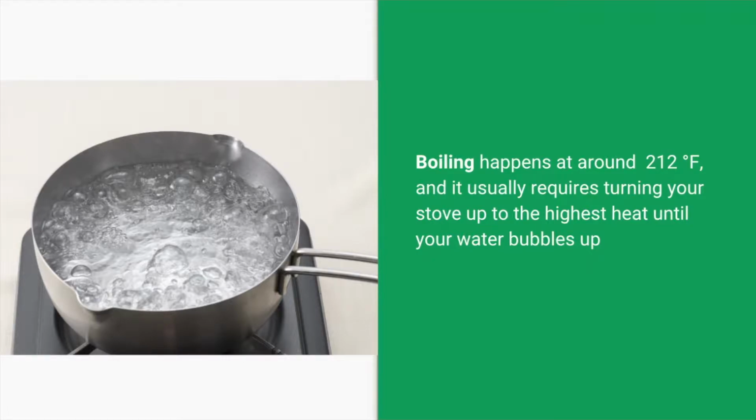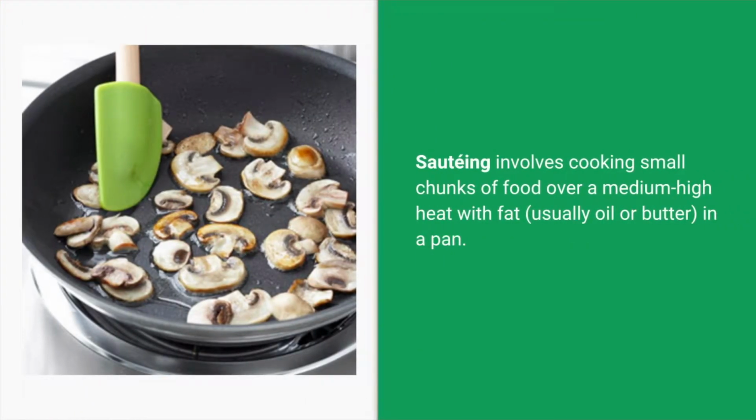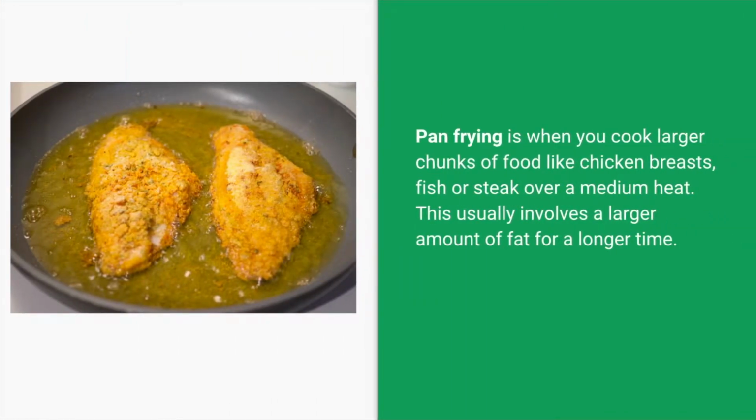When you're cooking on the stove in a pan, there are a couple of terms that you might come across. Sautéing involves cooking food over a medium to high heat with some sort of fat, usually oil or butter, in a pan. You'll usually move the food around as you sauté it. Your goal is to get the food brown, but not burnt. Pan frying is when you cook larger chunks of food, sometimes chicken, other times steak, over a medium heat. This usually involves a larger amount of fat for a longer time.